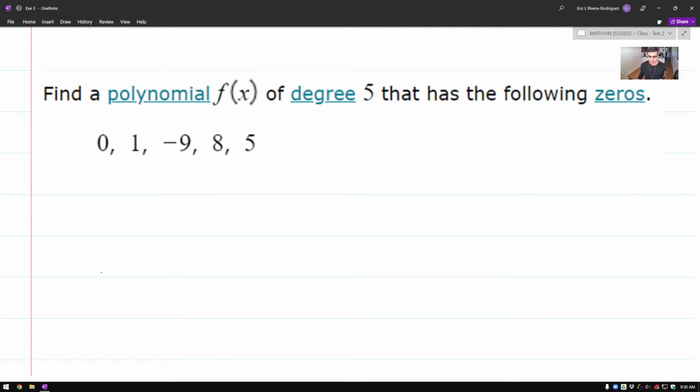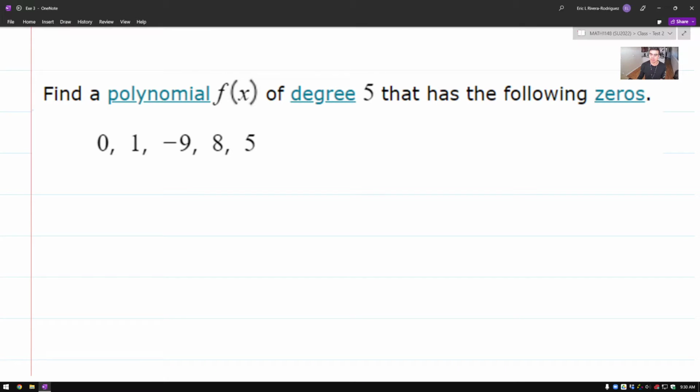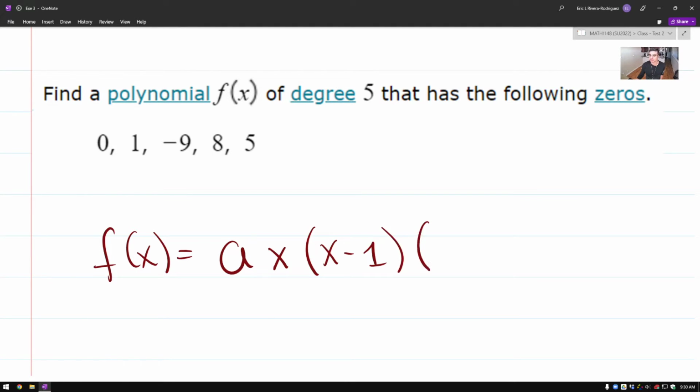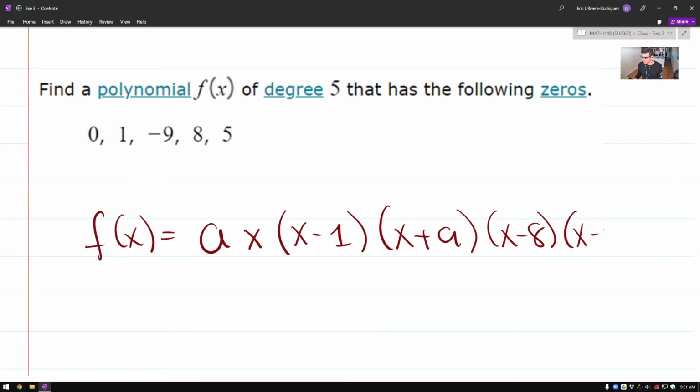Okay, so correct answer. F of x equals A. We don't have information for the leading coefficient. Then the zero value of 0 corresponds to x, then x minus 1, x plus 9, x minus 8, and x minus 5.